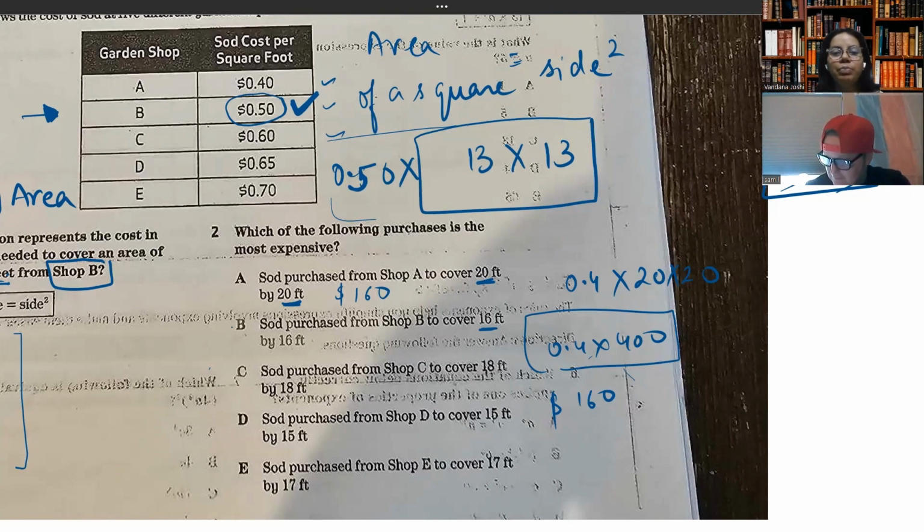Can you tell me how much you would have to pay to shop B? That's also 40. Look at the table. Would you divide or would you multiply? Would you have to pay less or more? When you have to buy a lot of things, you have to pay more. And whenever we are going from a smaller number to a bigger number, we times it. 0.5.